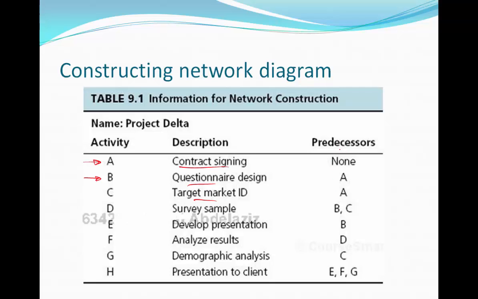And then in the third column, you'd see information about the predecessor. The predecessor tells us the activities that have to be completed prior to commencing each activity. For activity A, we have a predecessor of none. Therefore, there are no activities that come before activity A, and that indicates that activity A is the first activity on the project. For activity B, it has a predecessor of activity A. What that tells us is activity B cannot start until the completion of activity A. And that's how you would read this information.